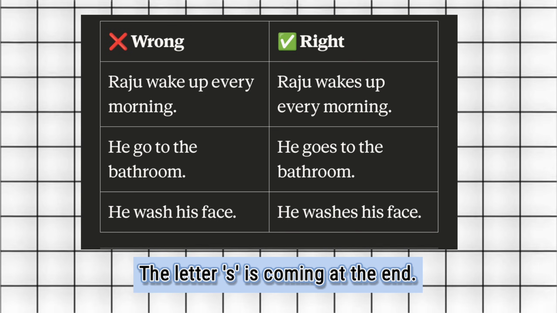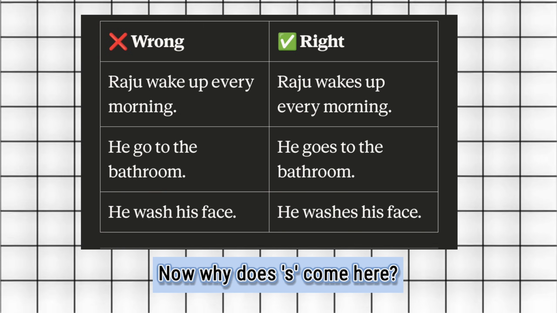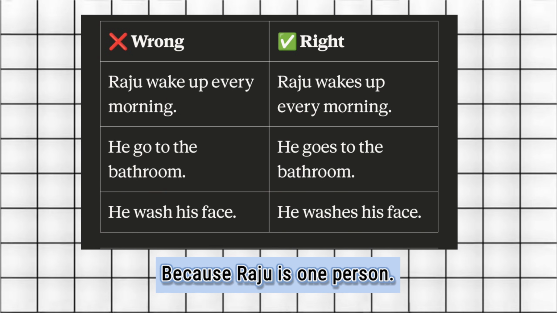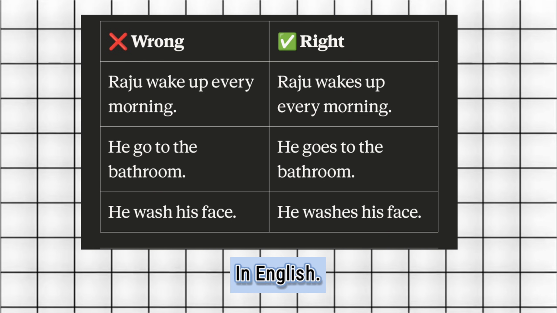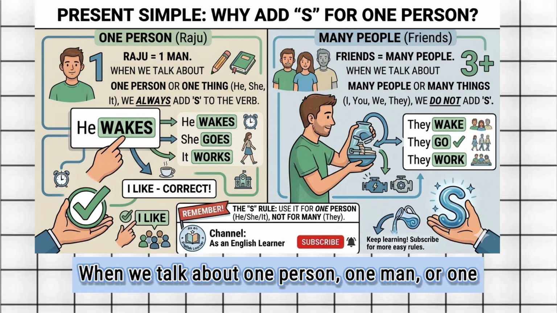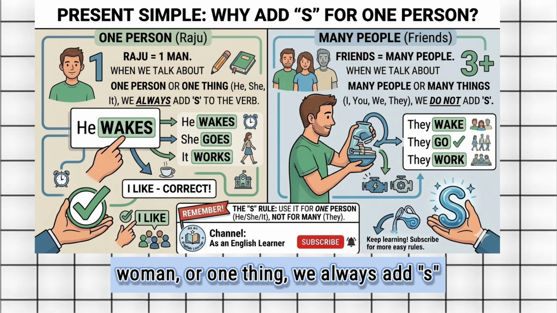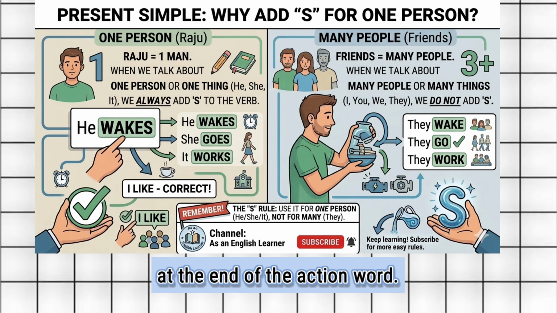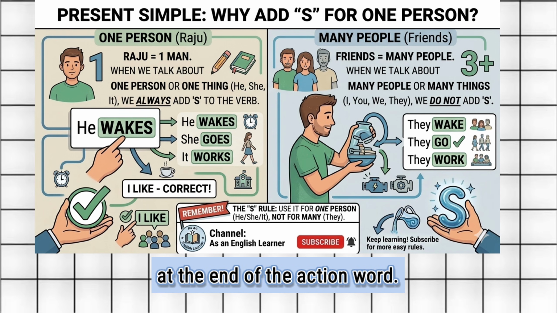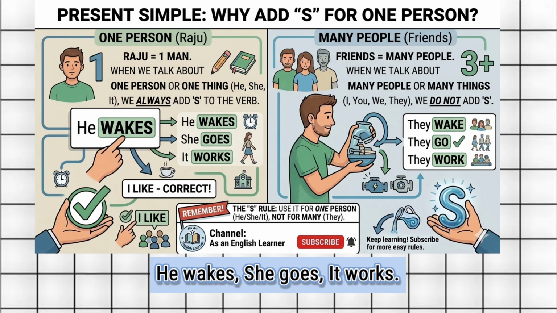Yes. The letter s is coming at the end. Now, why does s come here? Because Raju is one person. He is one man. In English, when we talk about one person, one man, or one thing, we always add s at the end of the action word. He wakes, she goes, it works.